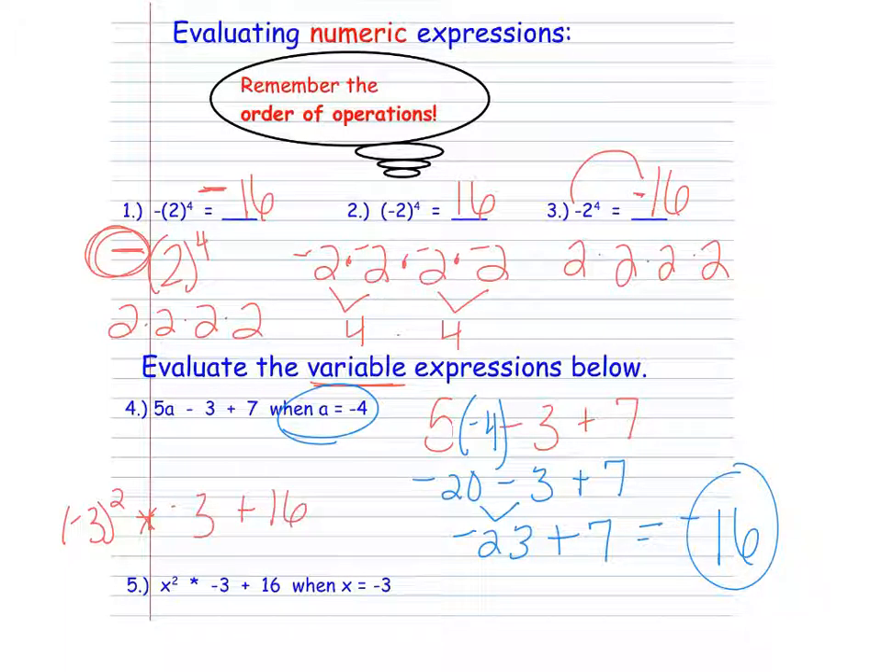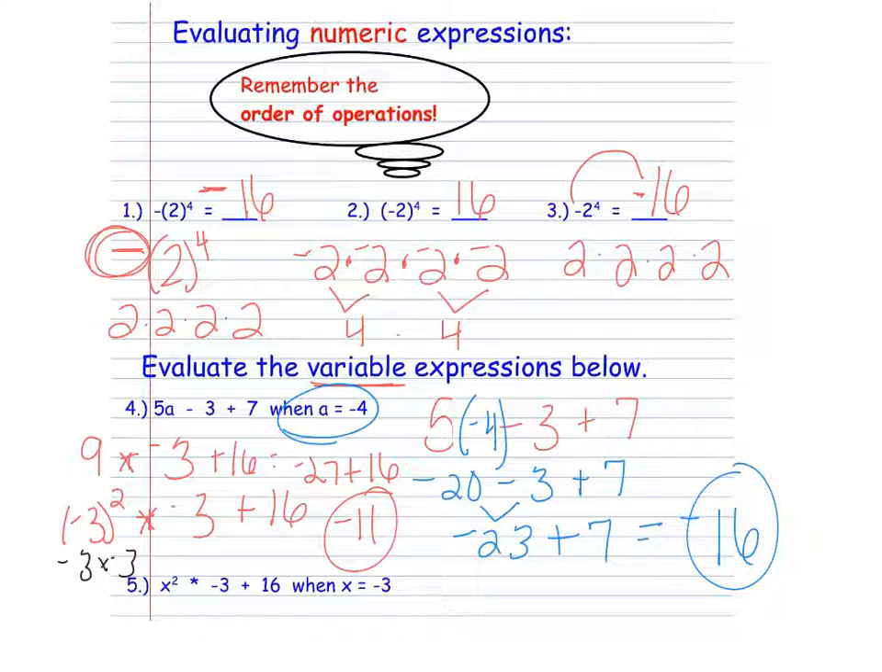Now, in order of operations, we have parentheses, but there's nothing to solve inside of there, so we move to the exponent. So this is negative 3 squared. It's in parentheses, so we think negative 3 times negative 3, which is 9. Now my new problem says 9 times negative 3 plus 16. So 9 times negative 3 is negative 27. Negative 27 plus 16 is negative 11.